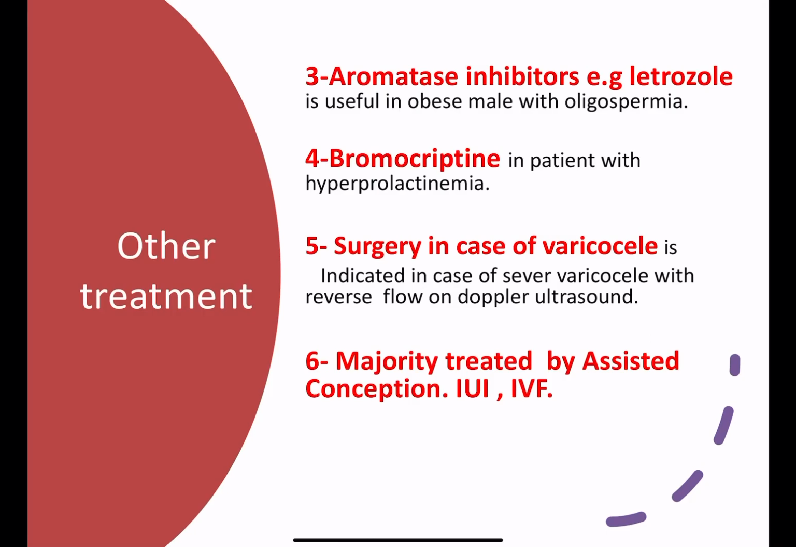Other empirical treatment, number 3, aromatase inhibitor. Example, letrozole 2.5 mg twice daily. This is especially useful in obese males with oligospermia. Number 4, bromocriptine in patients with hyperprolactinemia. And number 5, surgery in case of varicocele, indicated in severe varicocele with reverse flow on Doppler ultrasound. We ask the patient to do Doppler ultrasound and to do the Valsalva maneuver. If there is reverse flow, surgery may be indicated.